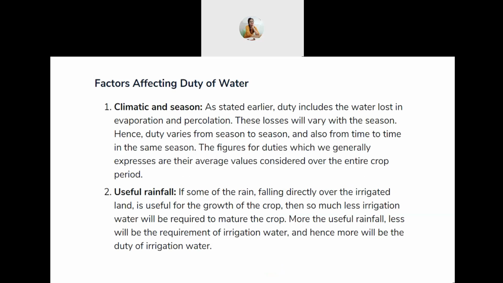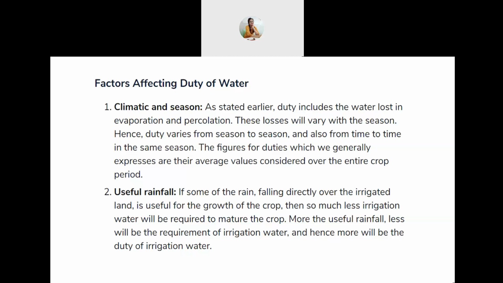So the first factor is climate and season. As stated earlier, duty includes the water lost in evaporation and percolation. These losses will vary with the season. Hence, duty varies from season to season and also from time to time in the same season. So the figures for duties which we generally express are their average values considered over the entire crop period.